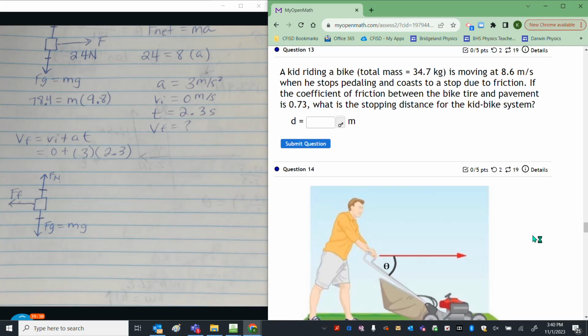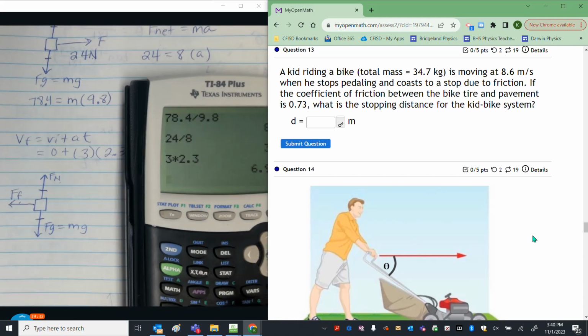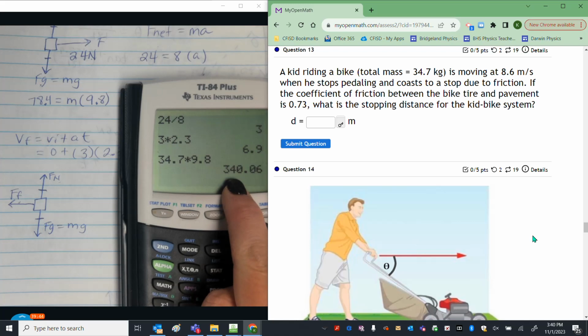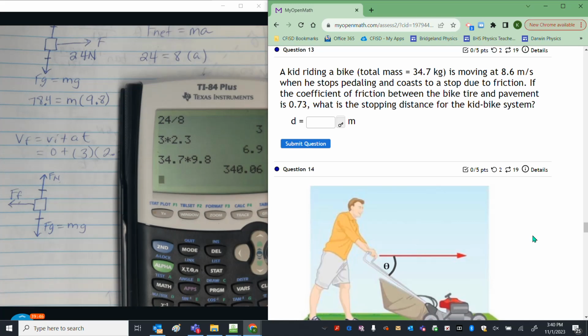So let's take the mass, 34.7, it's in the question. Let's multiply it by 9.8 to get our weight and also our normal force. So that's Fn. It's also Fg, 340.06. Again, if I want to find Ff, I'm going to multiply that times my mu value, 0.73 from the question, and this is my force of friction. It's also my net force.